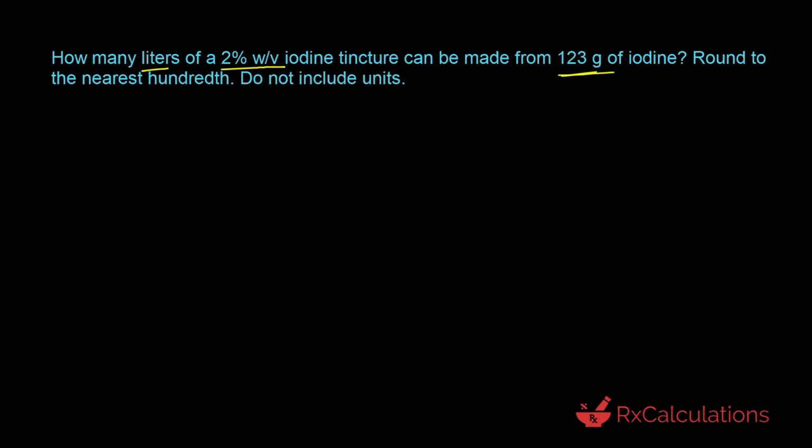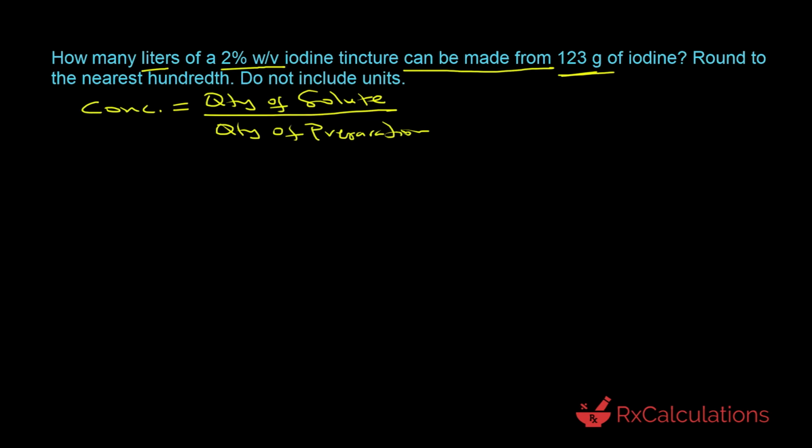Now the phrase "can be made from" points us in the direction of the fact that we'll be looking for the total quantity of the preparation. So we want to recall once again that the concentration is given by your quantity of solute divided by the quantity of preparation. And here you have 2%, so that implies you have 2 grams of iodine in every 100 milliliters of the tincture. Now that's going to be equal to the quantity of solute.